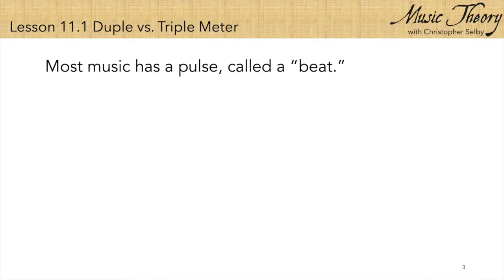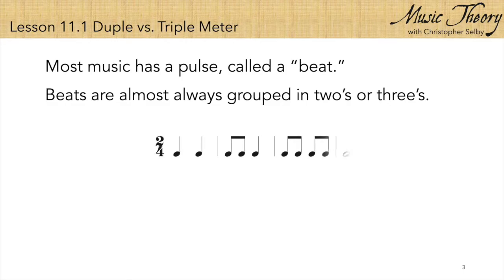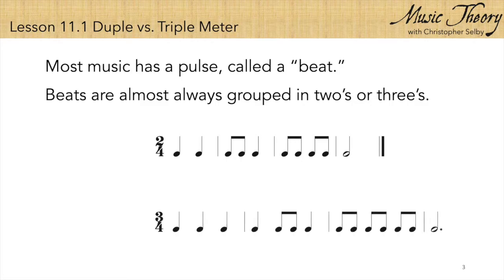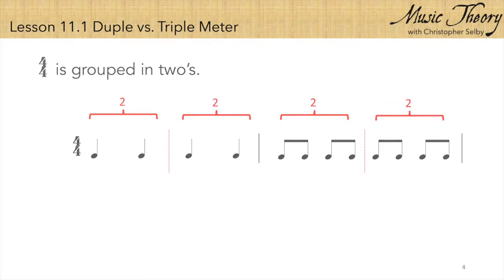You already know that most music has a pulse called a beat, and beats are almost always grouped in twos or threes. 2/4 is an example of beats that are grouped into twos, and 3/4 is an example of beats that are grouped into threes. 4/4 is an example of music grouped into twos. Even though there are 4 beats in a measure, they are still grouped into twos, as you can see here.